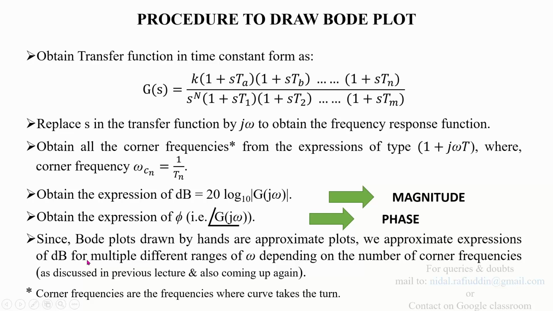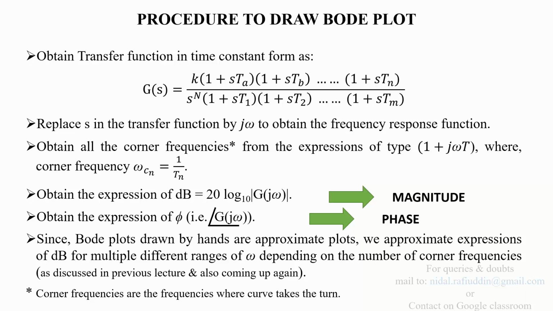Since Bode plots drawn by hand are approximate plots, we approximate expressions of dB for multiple different ranges of omega. We saw this in our previous lectures. Again I repeat, Bode plots drawn by hand are approximate plots, not the actual one. In fact you draw the asymptotes to the actual curve when you draw Bode plots by hand, whereas the exact curve is what we draw by software.